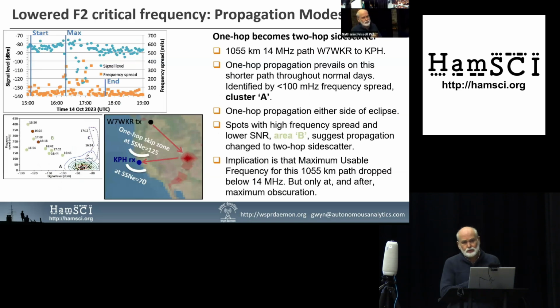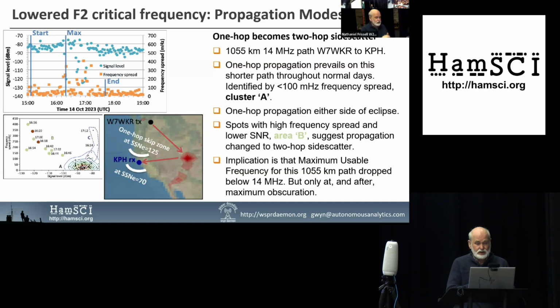Let's have another look. So we've seen that two hops can change to one hop because of the reduced critical frequency. So what happens if we've got a one hop signal that's fairly marginal? What happens to that as the critical frequency drops? It becomes two hop side scatter. Now, George Kavanagh gave a presentation earlier this morning, and what he really was showing was, I'd suggest, two hop side scatter.